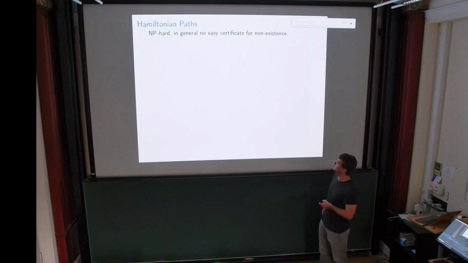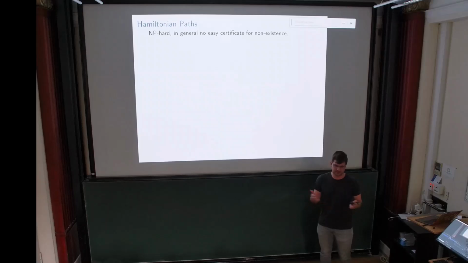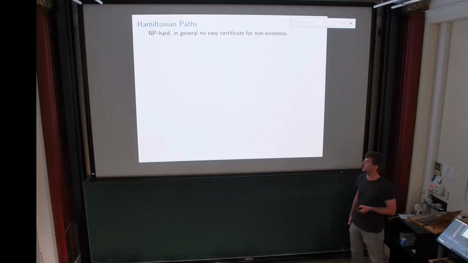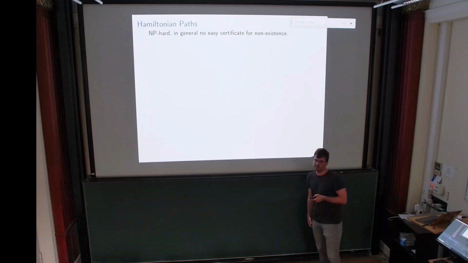The problem is, what if the graph doesn't have a Hamiltonian path? How do you convince it that it doesn't exist? Because in principle, what you have to say is, I check all the possible paths and check that none of them is Hamiltonian, and that's your certificate. So one way of doing it that we did is encode the Hamiltonian path problem into SAT.